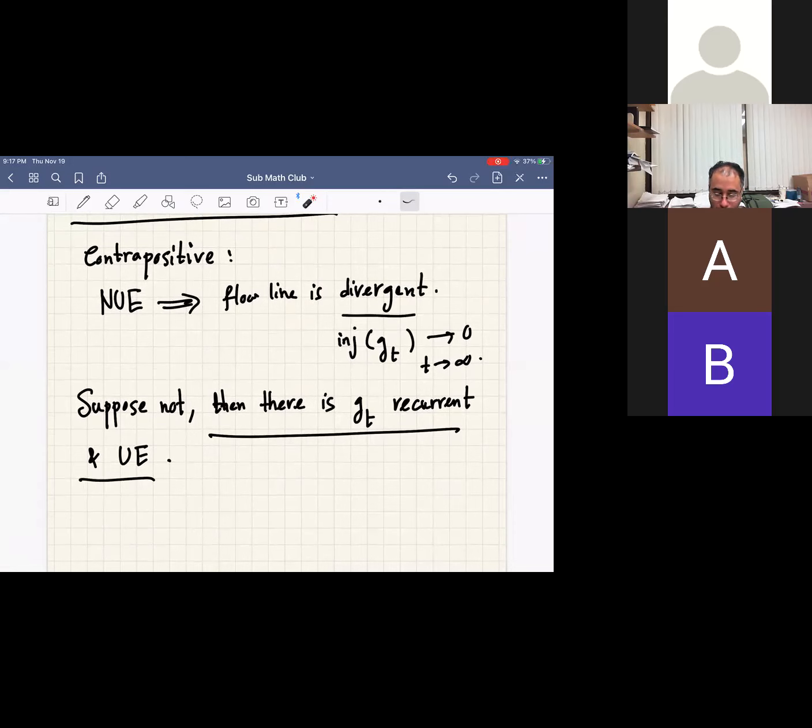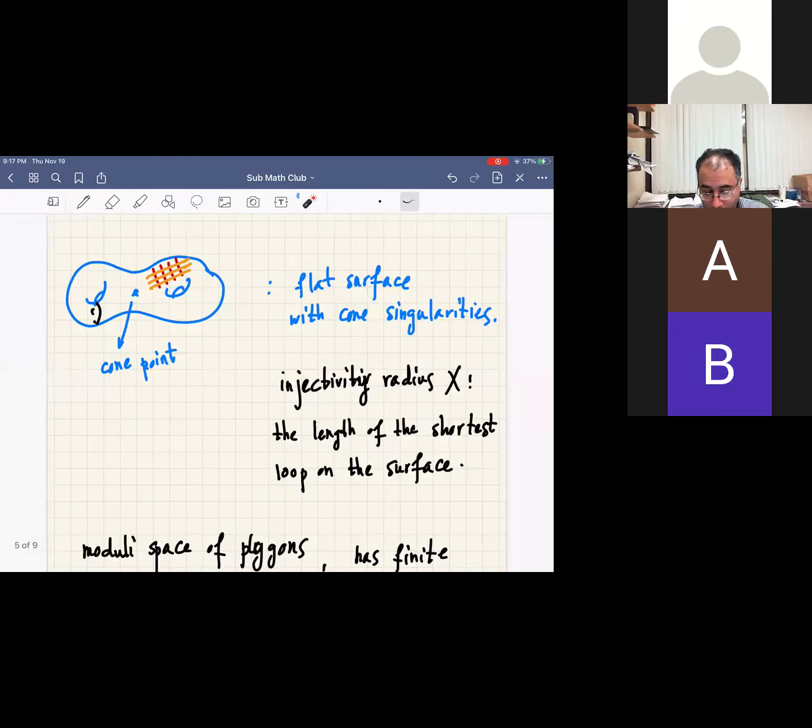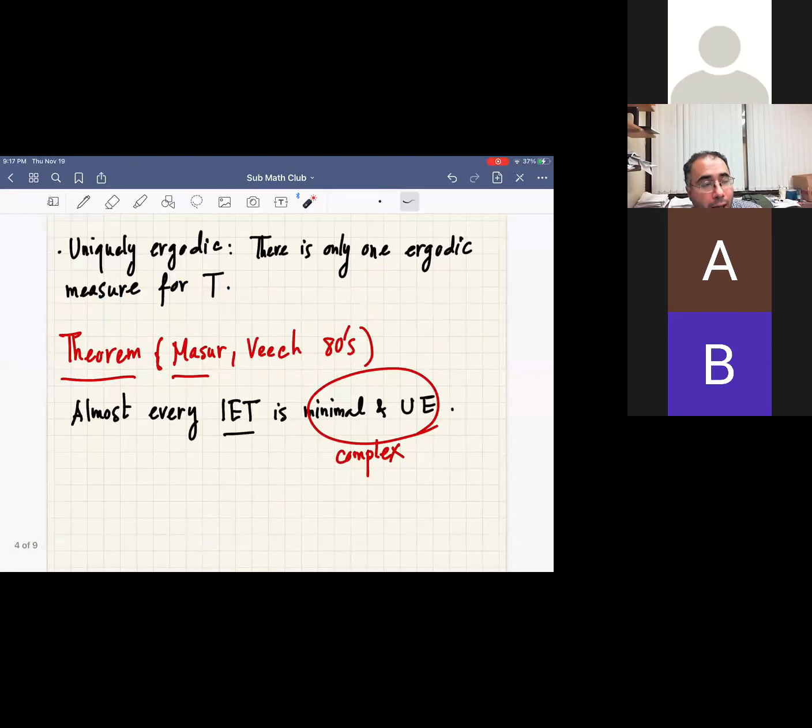interval exchange corresponding to a uniquely ergodic interval exchange map. So essentially from this, the main theorem which I told you is obvious, because almost every direction in the moduli space is recurrent, so almost every interval exchange map which appears as the first return map of the vertical flow is going to be uniquely ergodic.